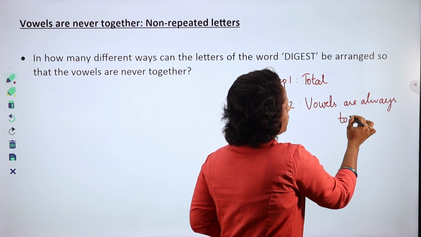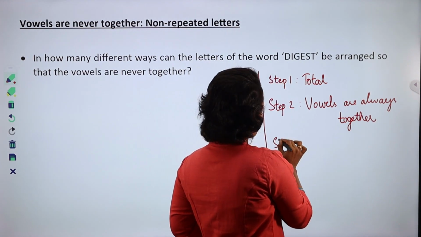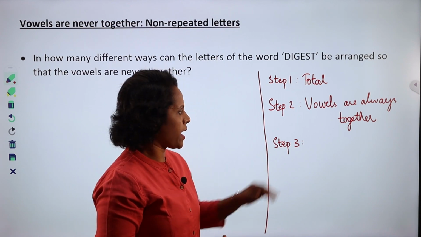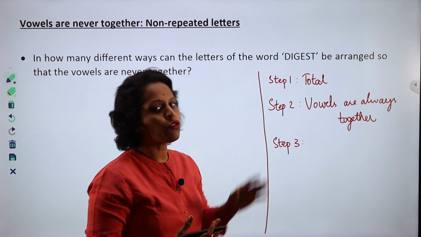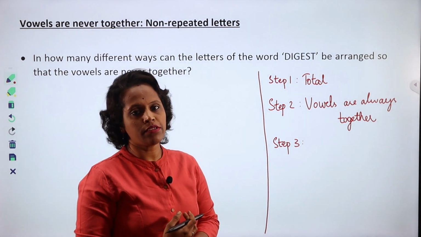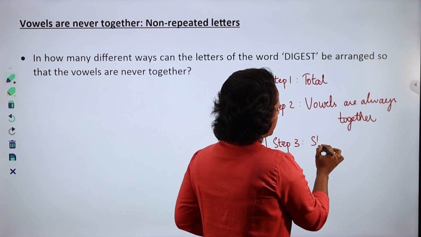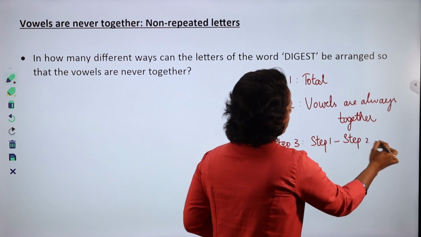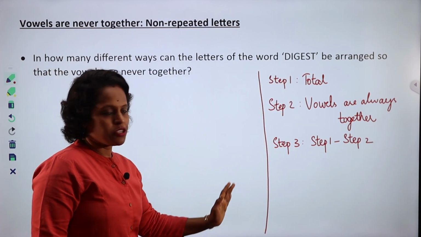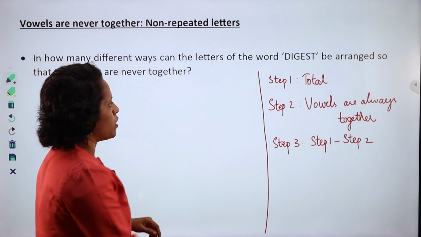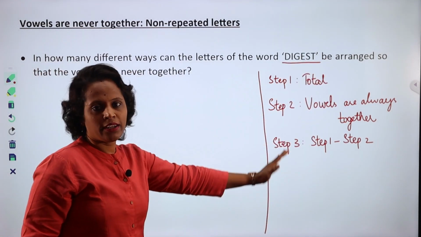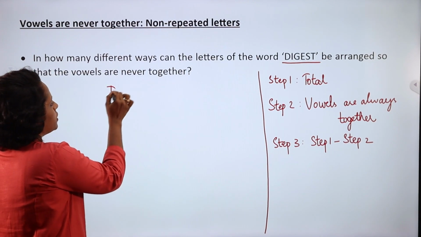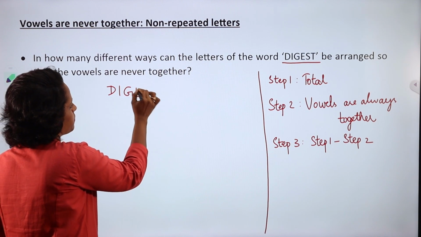So, the second step will be vowels always together. Step 3. Step 3 is we need to subtract the words in which vowels are together from the total number. Then we get the words in which vowels are not together. Step 3 will be step 1 minus step 2. This is a 3-step procedure to solve such type of questions. Now, you may find it complicated right now, but once you practice it, it is very easy actually. Our first word here is DIGEST.